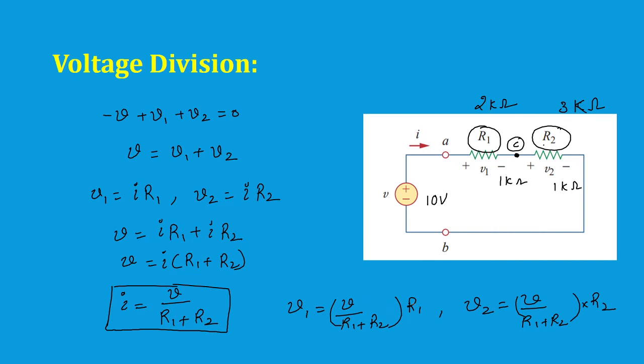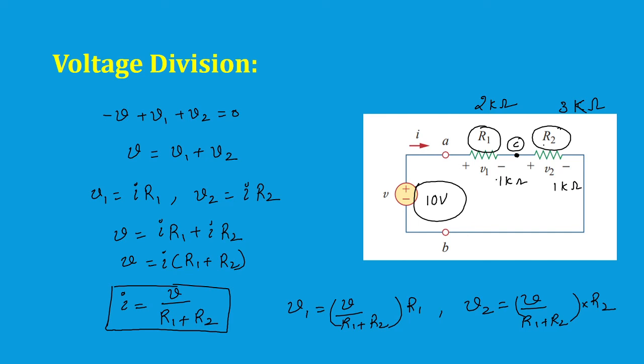10 into 2, 20 by 5, this is going to be 4 volts. And then for the other one, 10 volts by resistor 2 kilo ohms plus 3 kilo ohms, 5 kilo ohms, into R2, which is 3 kilo ohms. So 10 by 5, 2 into 3, it's going to be 6 volts. Whatever voltage source we have supplying, that is shared by the elements which are present in the series. This is called the voltage division rule.